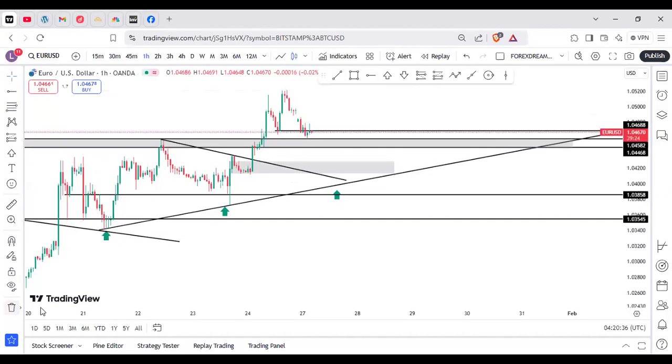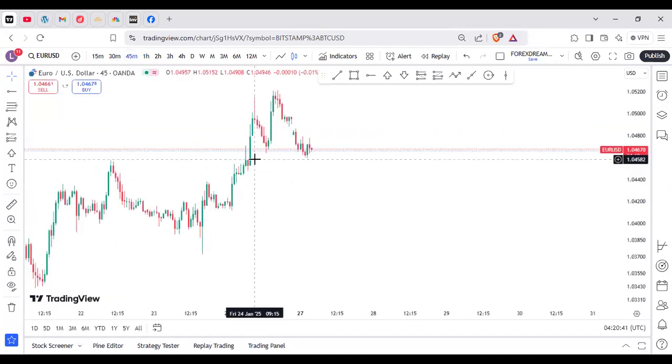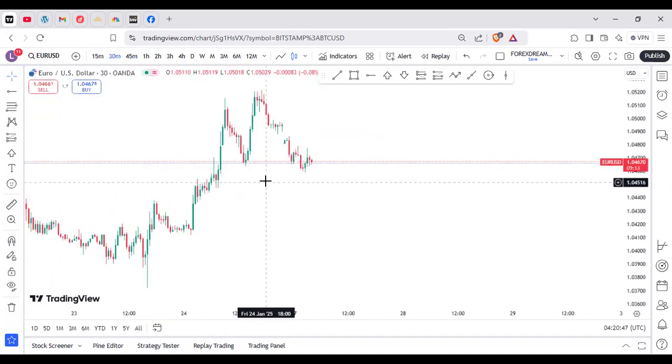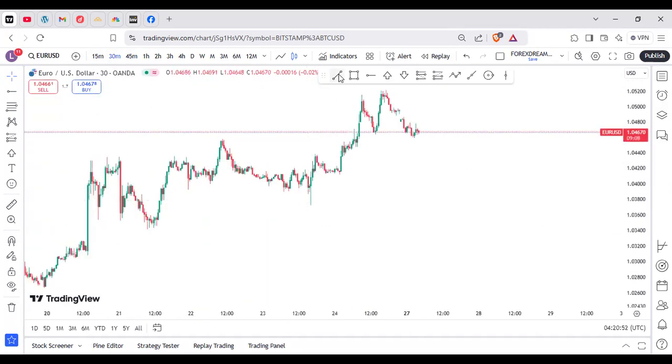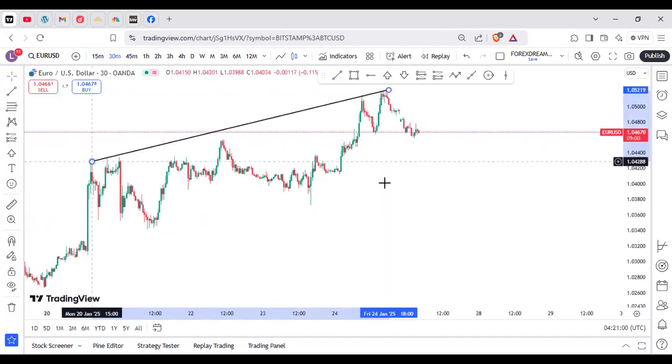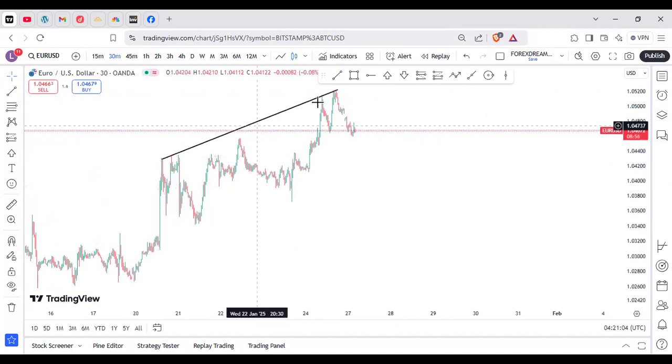Let me erase everything here. Now you know the direction of the market. You can go to 45 minutes if you want to. You can go to 30 minutes if you want to. It's your choice, but I hardly go to these time frames. Now you know the direction of the market. Let's verify something. 3, 4, the market came back down.